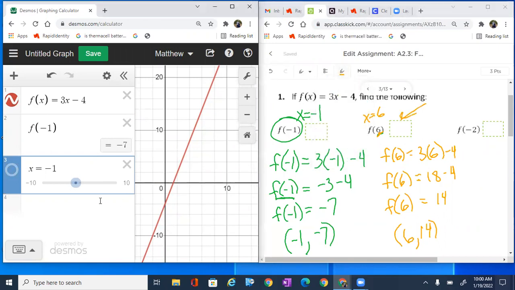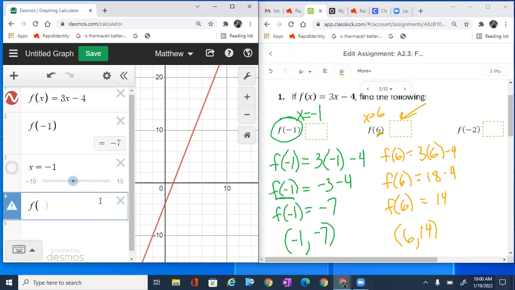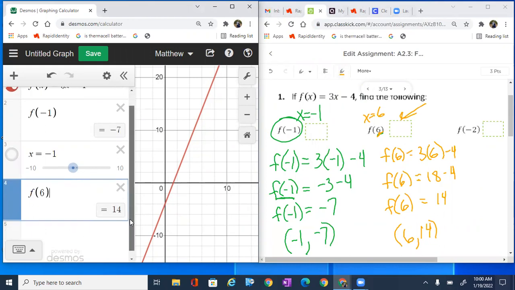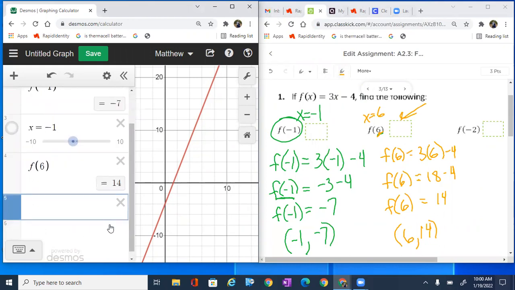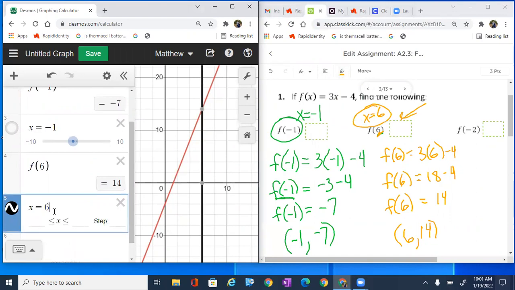I'm going to do the exact same thing. I can type in f of 6 because I've given it a name, and that will tell us that our answer is 14. And then I can also say x equals 6. So I can type in x equals 6, and I can look for that intersection. And once again, that shows us exactly what we are looking for, the point 6 and 14. All right, I hope that helps you understand how to use function notation on linear equations.